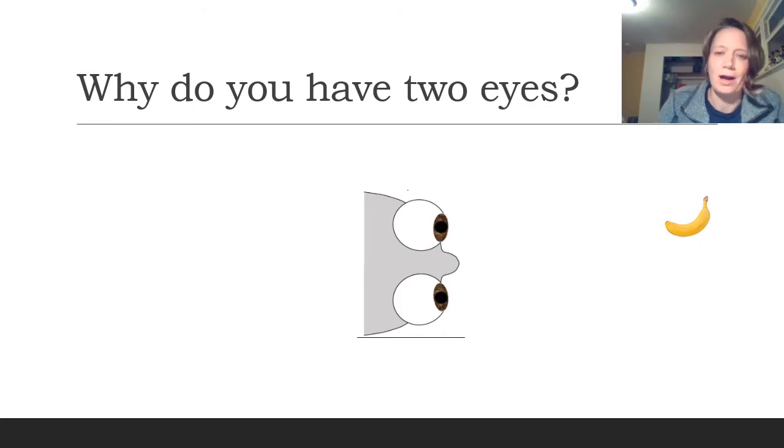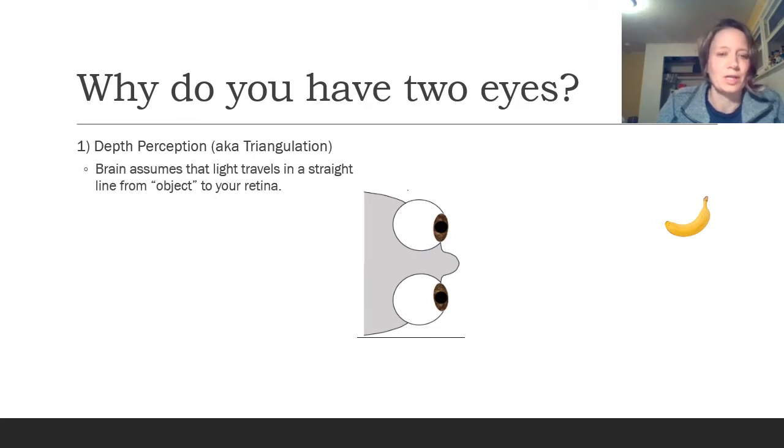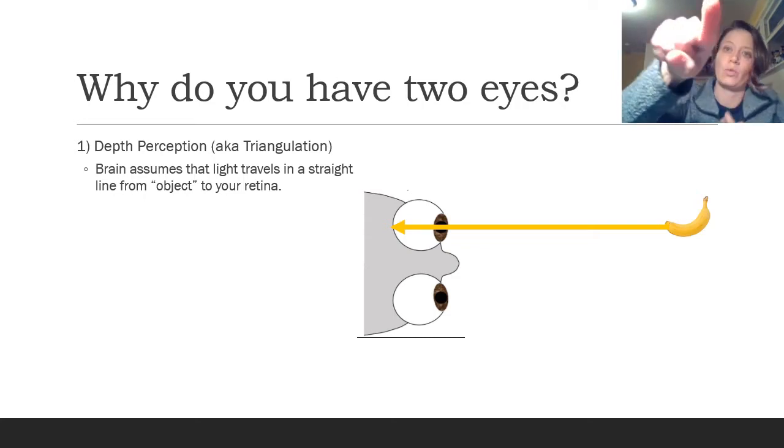So why do you have two eyes? When I ask this question to kids, most people can give me the correct answer, which is depth perception, but I think a lot of people can't tell me how or why depth perception works. Another name for depth perception is triangulation. Because your brain assumes that light travels in a straight line from that object to your retina, that means my brain assumes that whichever cell is triggered is on a straight line to the object. So even if you had just one eye and you could see an object, you'd be able to figure out at least what direction that object is in.